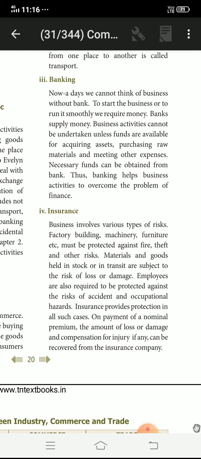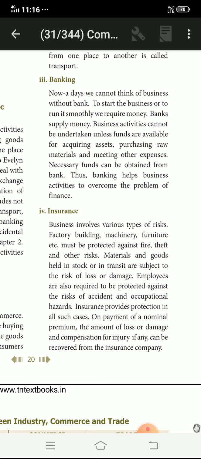Next, we move on to another aid to trade, which is insurance. Business involves various types of risk. We have already seen this also: the different types of risks occurring due to fire, theft, and damages due to rain, flood, etc. These risks can be insured. Factory, building, machinery, furniture, etc. must be protected against fire, theft, and other risk factors.